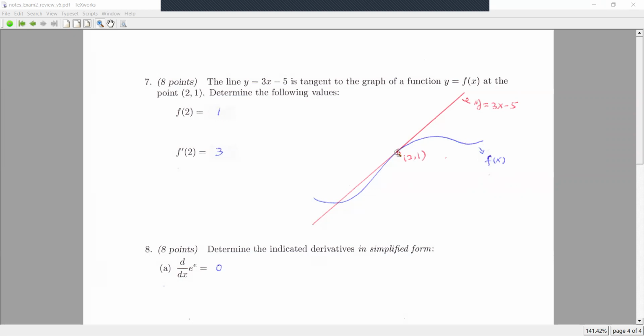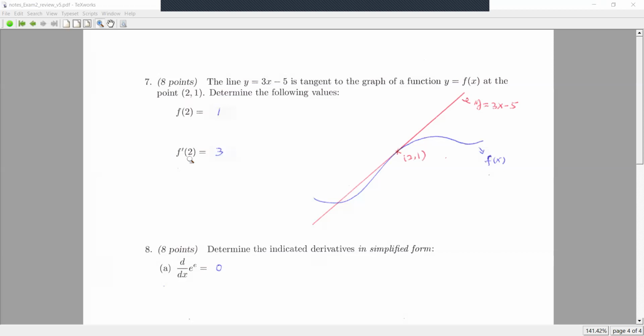It is on the graph. At this point, there is a tangent line. The equation of the tangent line is this equation. It is given. From this equation, we see that the slope of the tangent line is 3. Now, because 2, 1, this point is on the graph of function f, the y-coordinate should be the function value at the x-coordinate. Therefore, function value at 2 is 1.